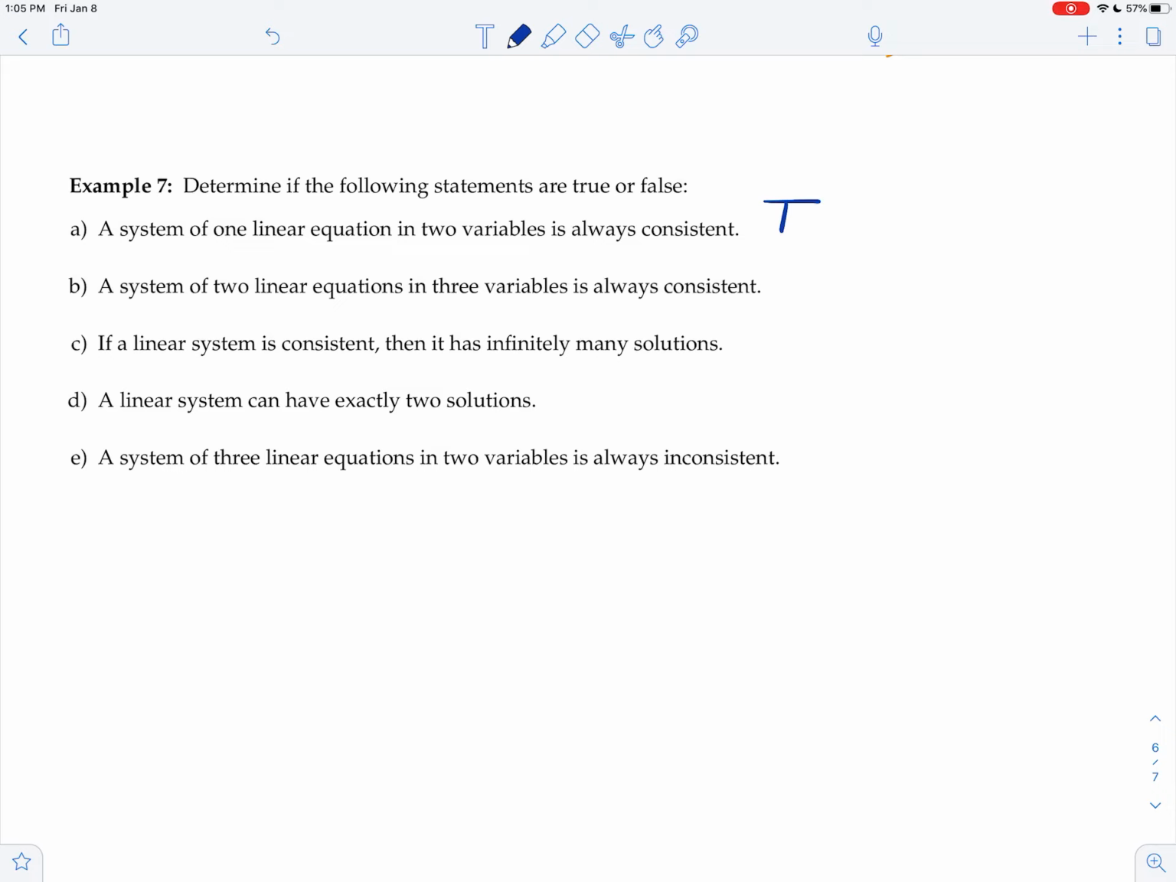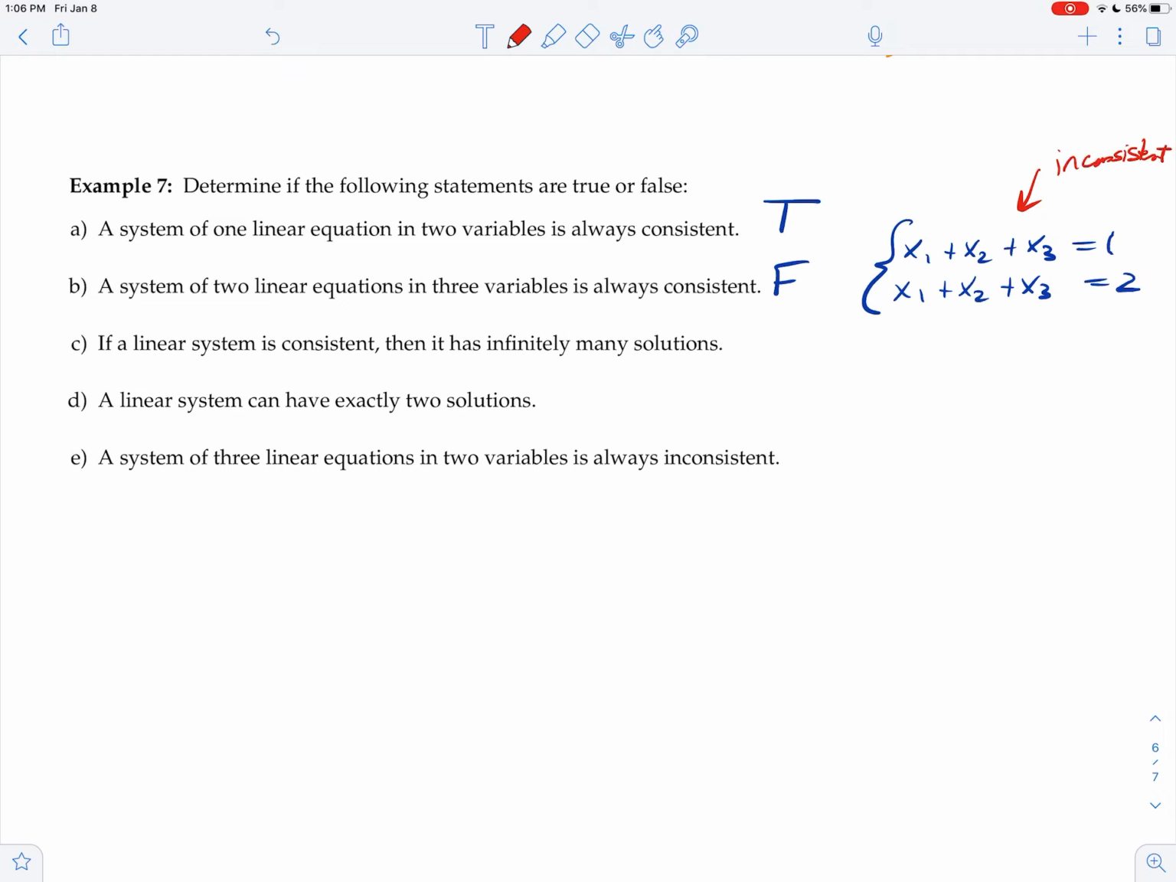Okay, a system of two linear equations in three variables is always consistent. So here you have an extra variable, one more variable than you do equations. Is that always consistent? And the answer is no, it need not be. Can you give me an example of one of those? Certainly. Here's an example. x1 plus x2 plus x3 equals 1, and x1 plus x2 plus x3 equals 2. This system, you can check, is actually inconsistent.